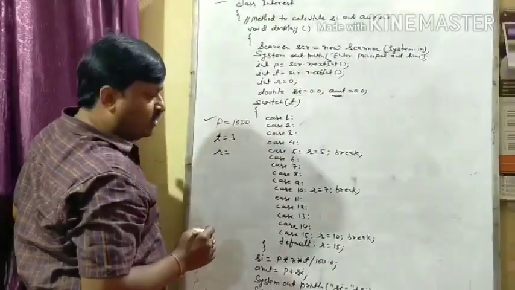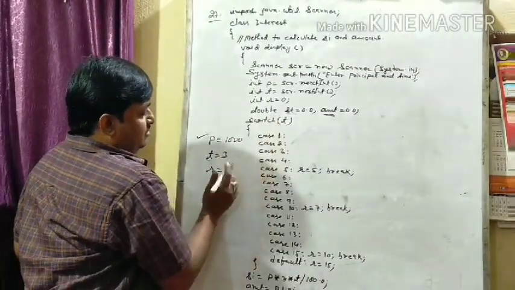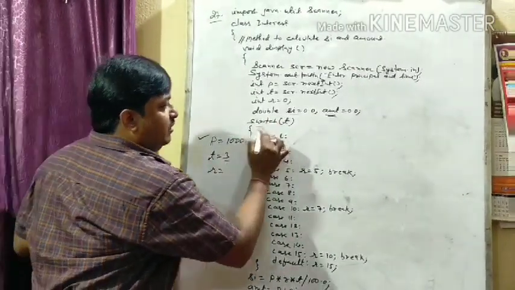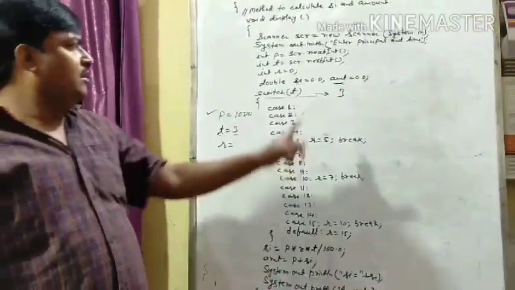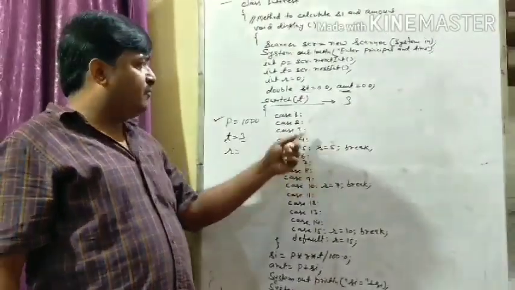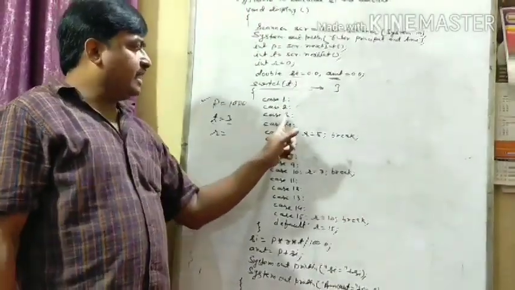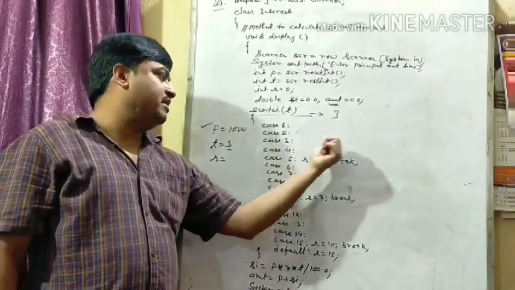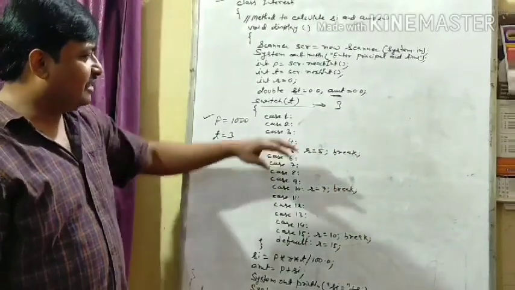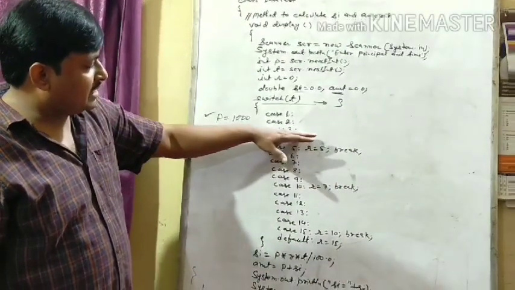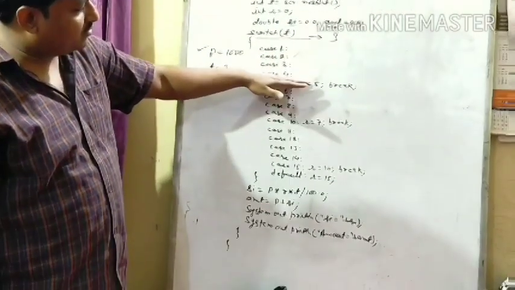So we have entered P equal to 1000, T equal to 3. We put T in switch. So the value of T is 3. Therefore, the value of the switch expression is also 3. Therefore, case number 3 will be matched with the switch expression. So case number 3 will execute. There is no statement in case number 3 and there is no break statement also. Therefore, the control will fall from case number 3 to case number 4.